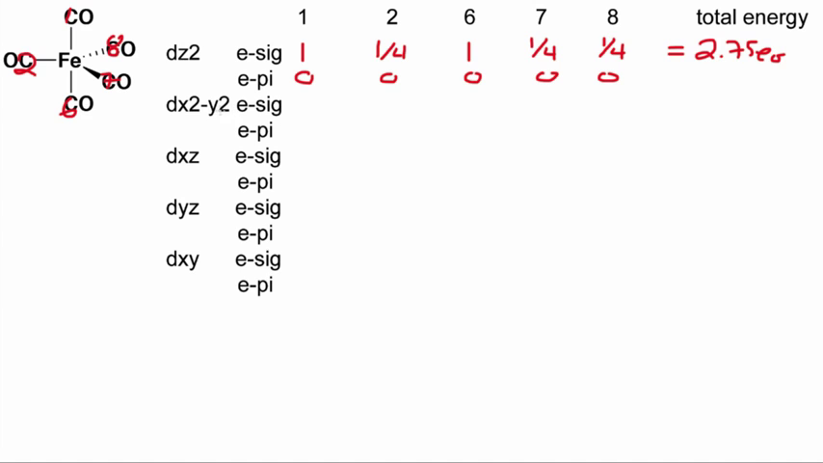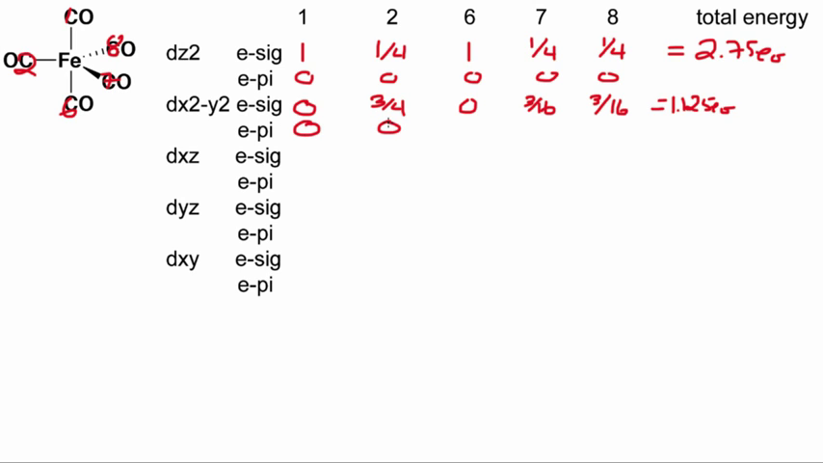Next we will look at the dx squared minus y squared. In this case, for positions 1 and 6, we will have 0 contributions to the sigma component of the energy. For position 2, we will get 3/4. For positions 7 and 8, both will provide us with 3/16 of a full E sigma. We can add all of that up, and we get a sigma contribution of 1.125 E sigma.